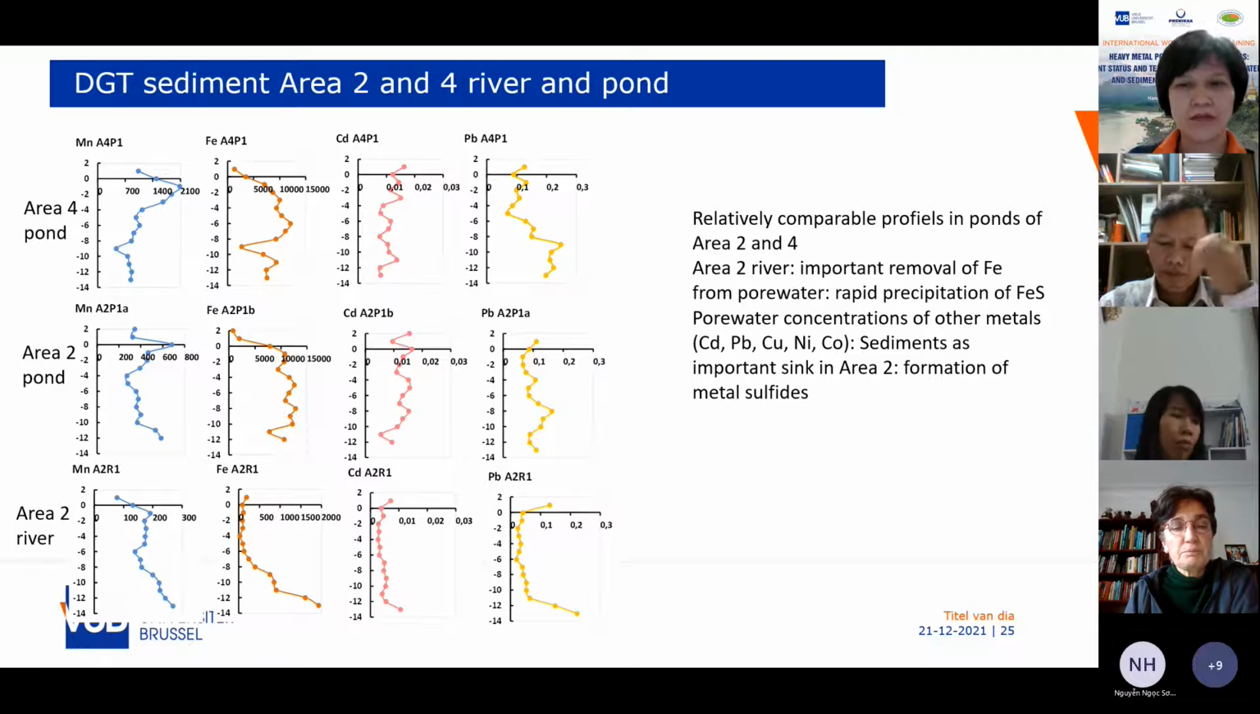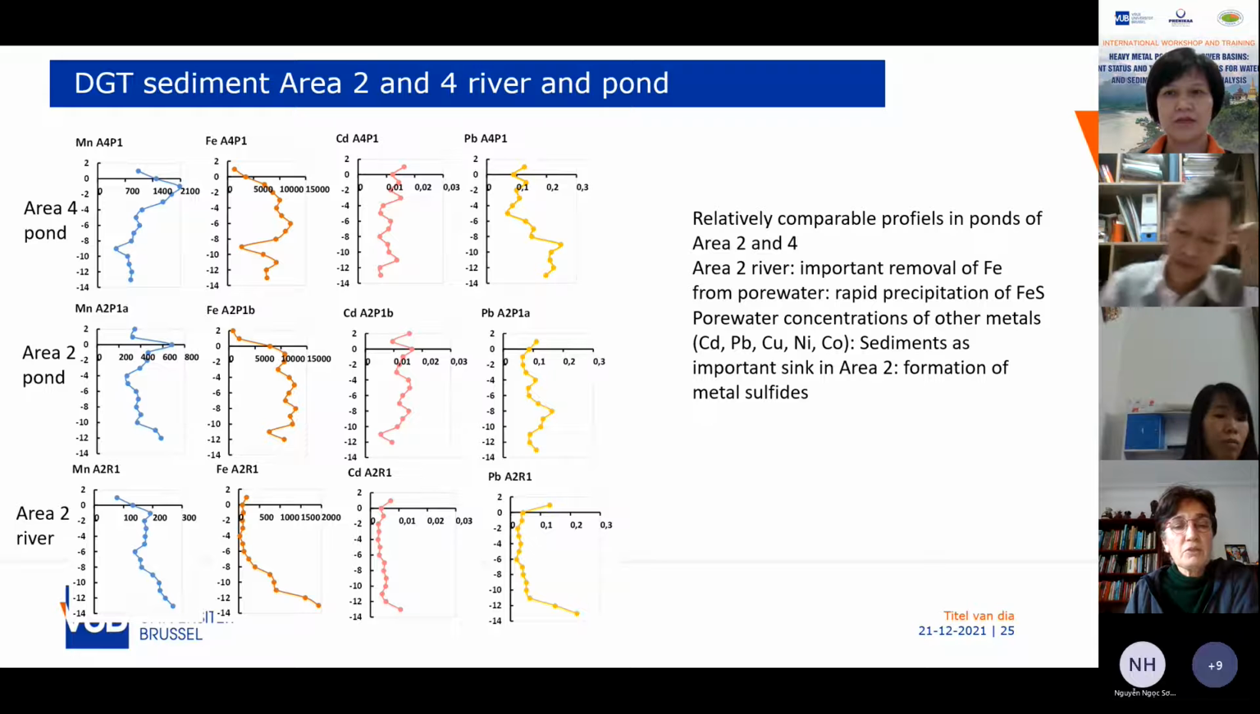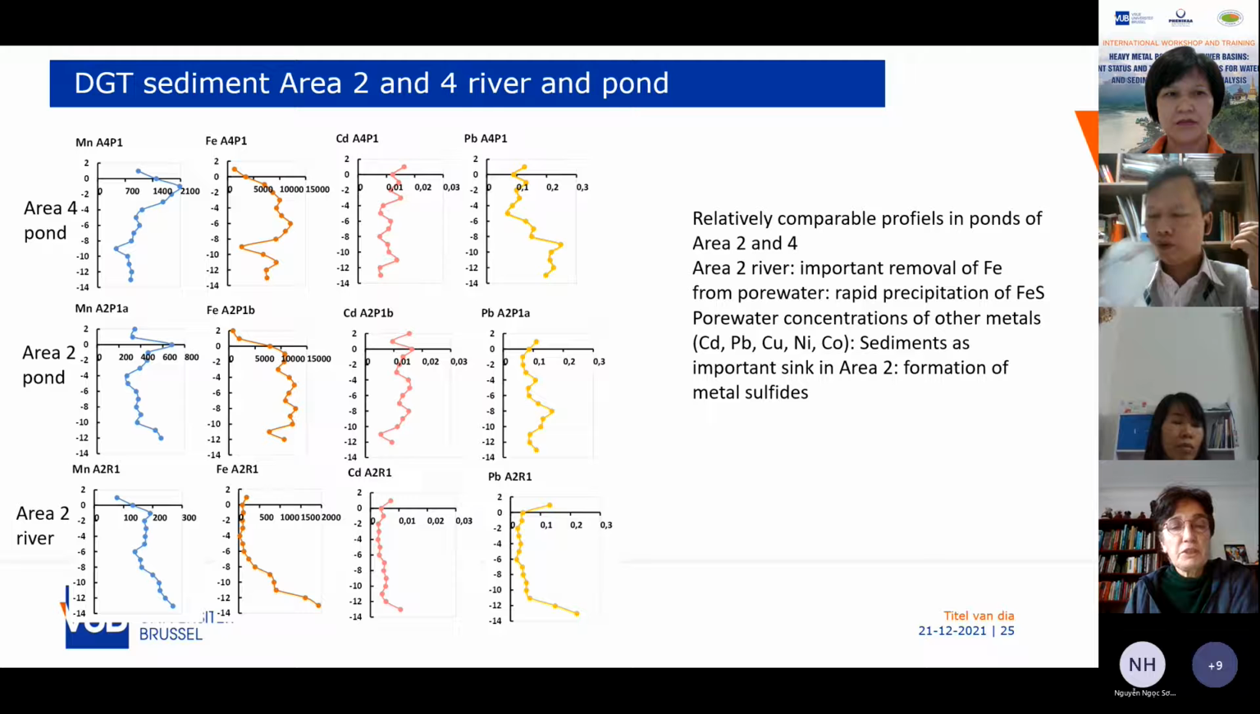as sulfides. So this also explains why we have such a low concentration of DGT iron in the water there also.